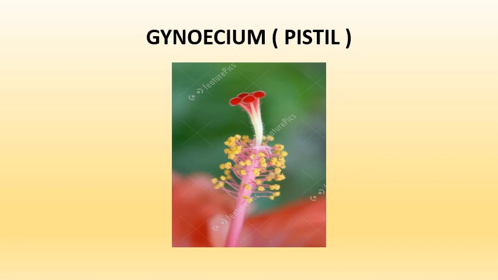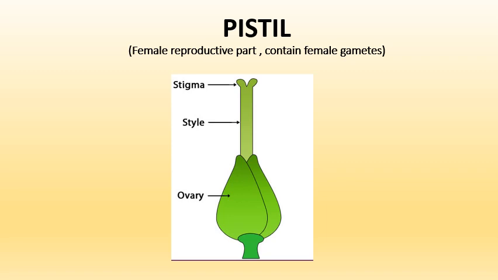Now look at the long structure in the center, which is a little broader at the tip. This is the female reproductive part of the flower called pistil or carpel and forms the innermost whorl called gynoecium. Now look at the pistil carefully and you will be able to see a long tube-like structure which is called style, and at the tip of it you will be able to see broad stigma.